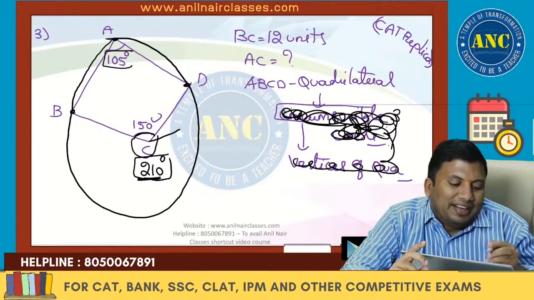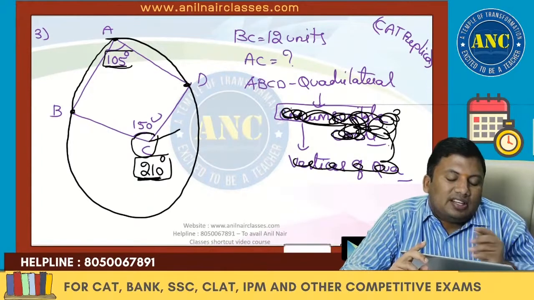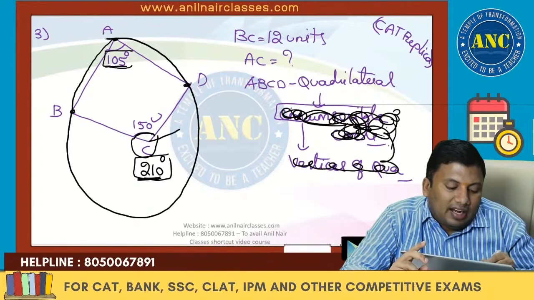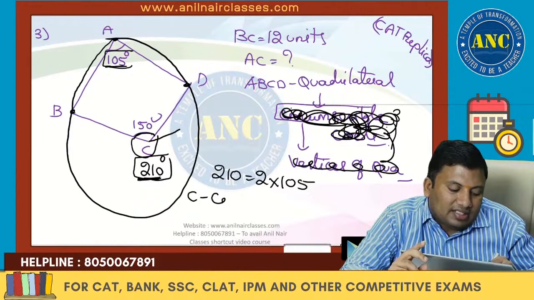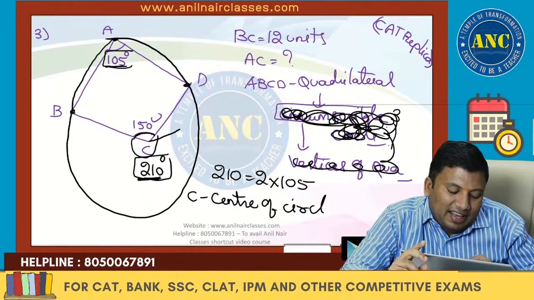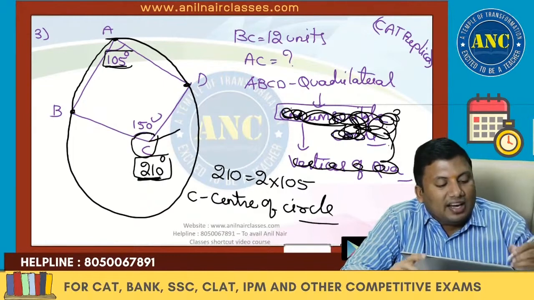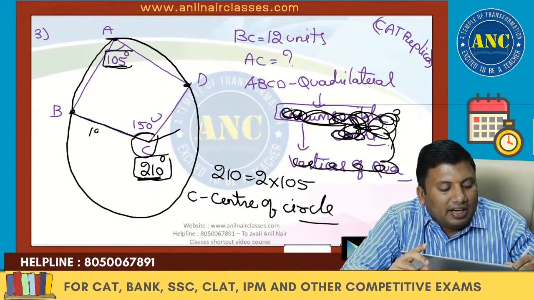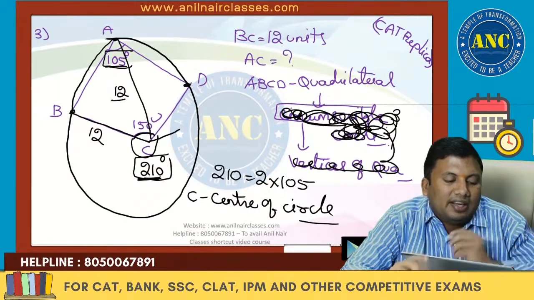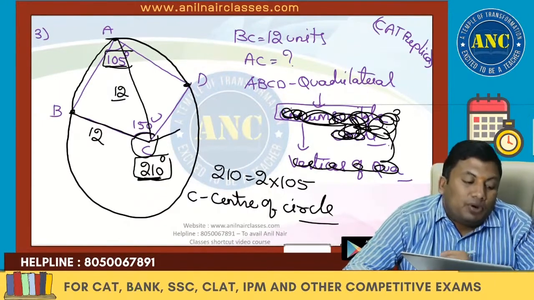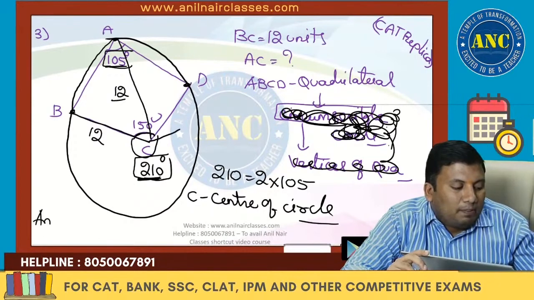So these 210 and 105. What is the relationship? 210 is 2 times 105. That means C is the center of the circle. If C is the center of the circle, BC is nothing but radius. What is AC? AC is also nothing but radius. This is a very beautiful way of asking one simple concept.